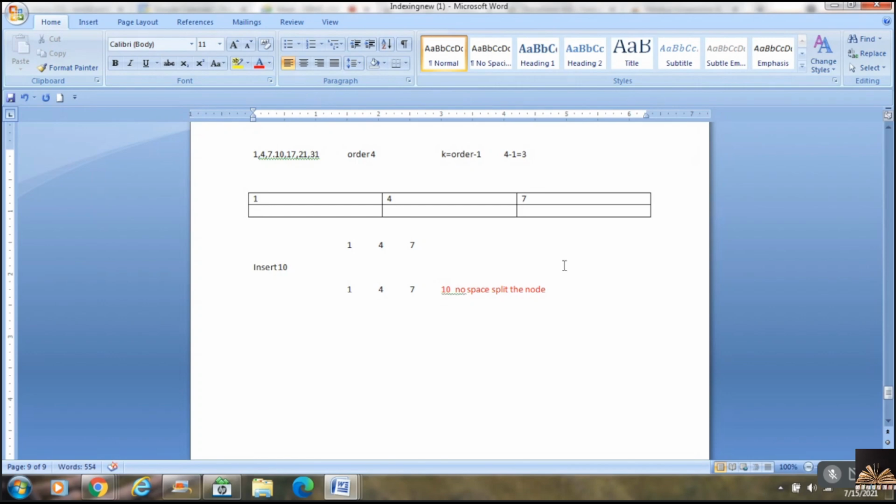Now how I am splitting the node is, I have to take the middle elements. What are the middle elements over here? 4 and 7. Now if I go with 7, 7 would be placed at the top. Towards the left of 7, I'll have 1 followed by 4. And towards the right of 7, I'll have 7 followed by 10. Is it clear? The splitting process?